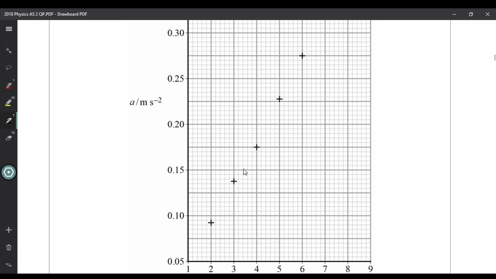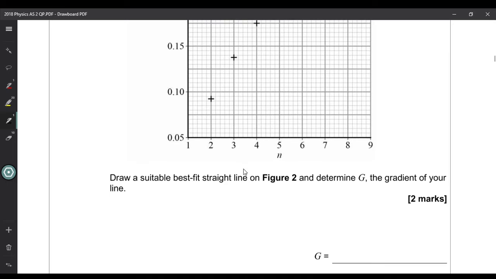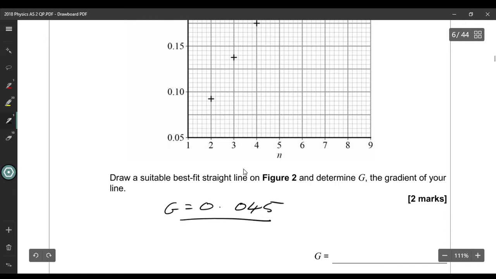So I did this on the actual paper itself and got a value of G to be 0.045. Okay.